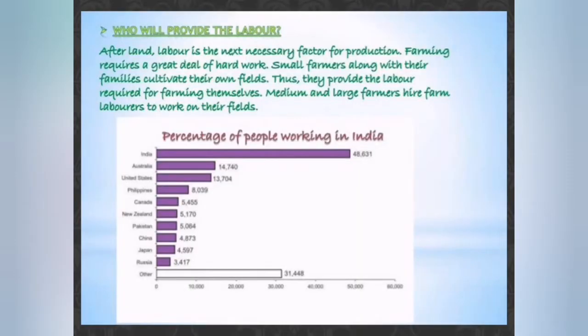After land, labor is the next necessary factor of production. Farming requires a great deal of hard work. Small farmers, along with their families, cultivate their own fields because their production is not for selling in the market, it's for their own use, that is for self-consumption. Thus, they provide the labor required for farming themselves. But medium and large farmers hire farm laborers to work on their fields because their production is for selling in the market.